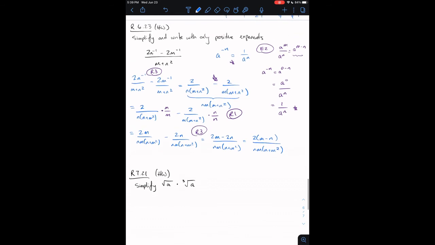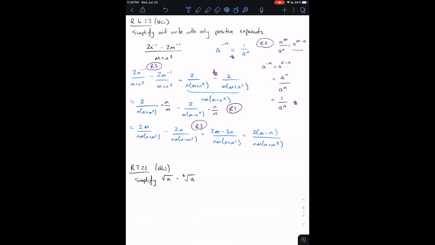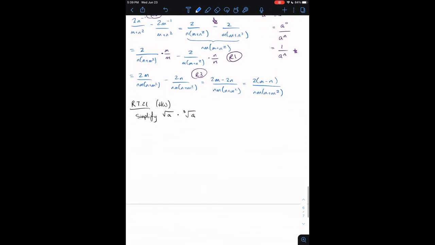Okay, so that's about it for that problem. This last one's pretty quick once we see it. All this says is that it just wants us to write this as a term with one radical in it, basically. Obviously, you can see here we have two radicals. So the key in doing this problem is remembering that the nth root of a, by definition, is a to the 1/n.